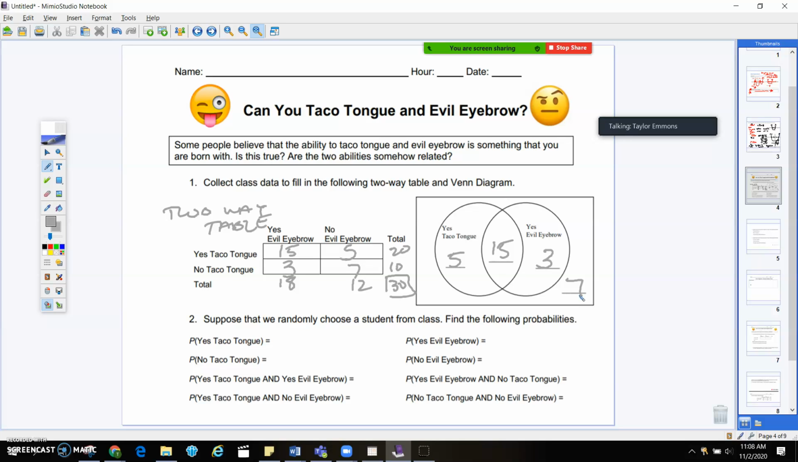Suppose that we randomly chose a student from the class. Find the following probabilities. What's the probability that we're going to pull somebody who can taco tongue? Well, let's look at the total number of people who can taco tongue, which is 20. And then how many people total do we have? We have 20 out of 30. Let's look at the probability of pulling an evil eyebrow. If we look at the total number of evil eyebrows, we've got 18 out of how many total? 30.